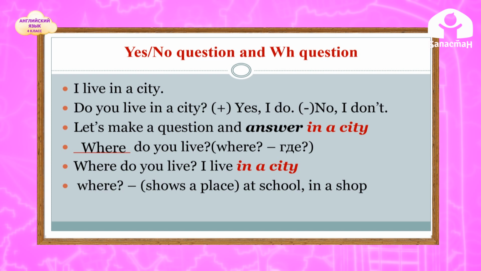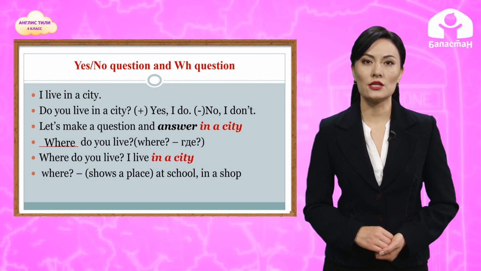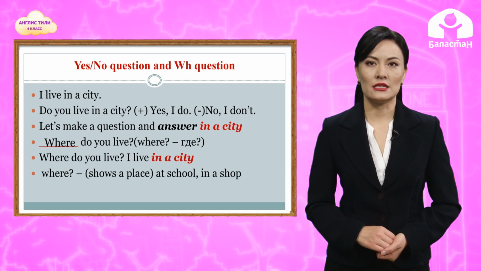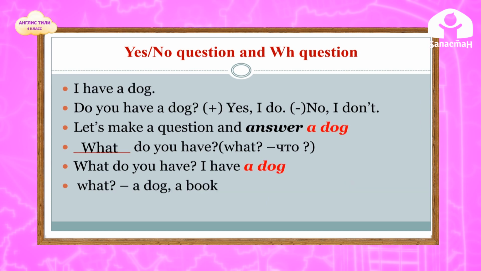How can we make it? Do you live in a city? What word do we put here? Right, we put the question word where. Where? Где? Where do you live? In a city. I live in a city. Question word here shows a place. Where? In a shop. Where? At school. Next sentence. I have a dog.